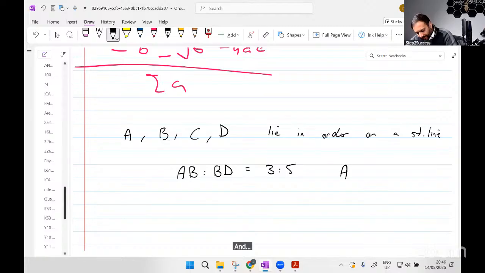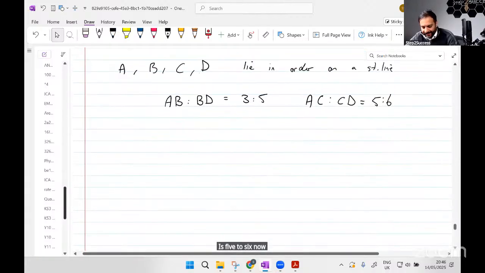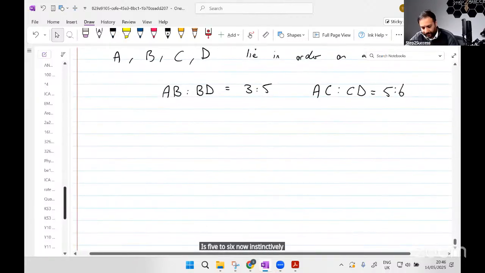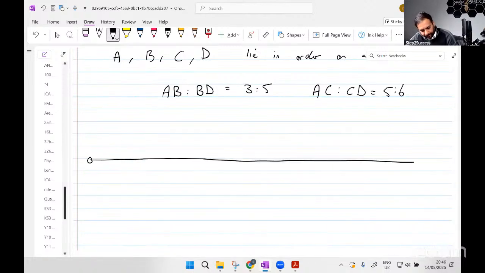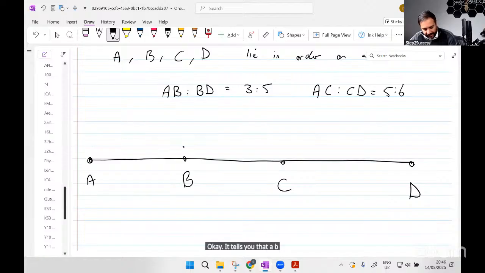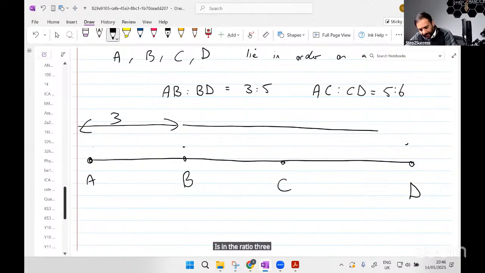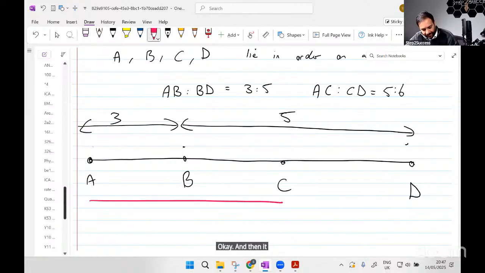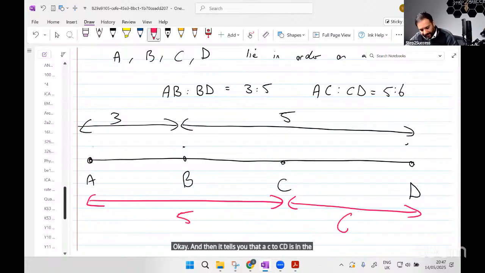and AC to CD is 5 to 6. Now, instinctively, I think I know what to do, but okay. It tells you that AB to BD is in the ratio 3 to 5. And then it tells you that AC to CD is in the ratio 5 to 6.